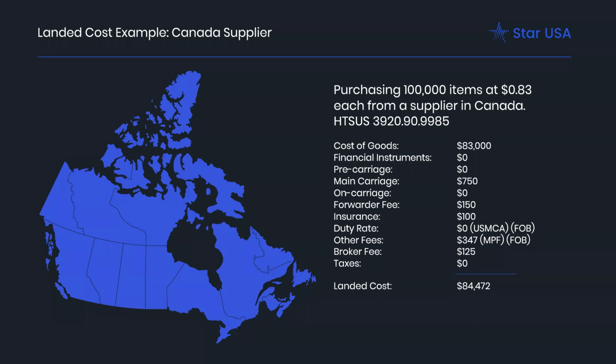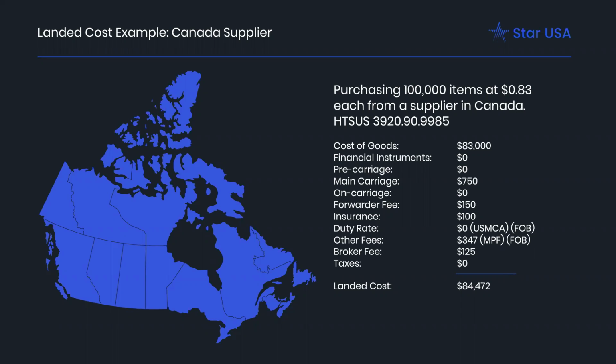So our first example is going to be an import from a Canadian supplier. We're buying 100,000 items at 83 cents per item from a supplier in Canada with an HTS US 3920.99.9985. This is just other articles of plastic, catch-all. So the cost of the goods at that price point is $83,000. We have no financial instruments in play, no pre-carriage to worry about, main carriage of $750 to cross the border, no on carriage, forwarder fee of $150, insurance of $100.